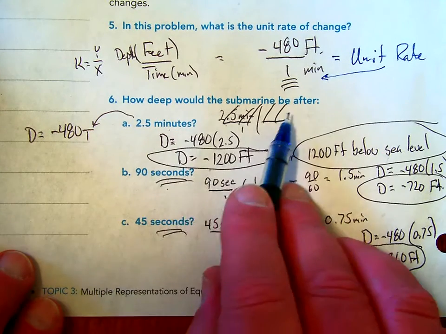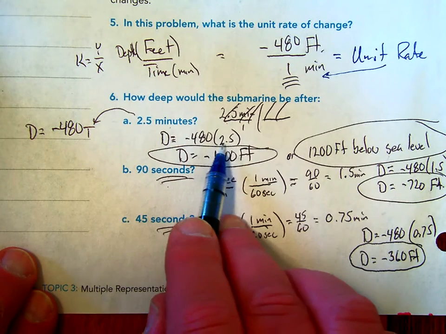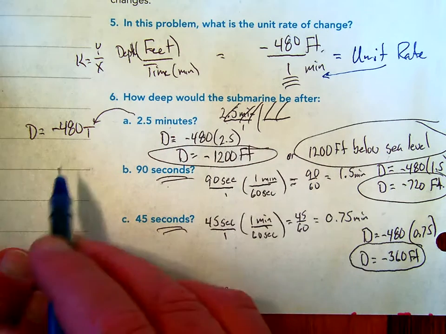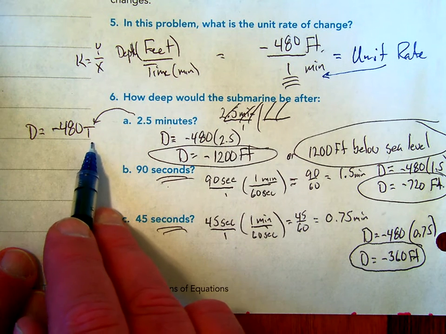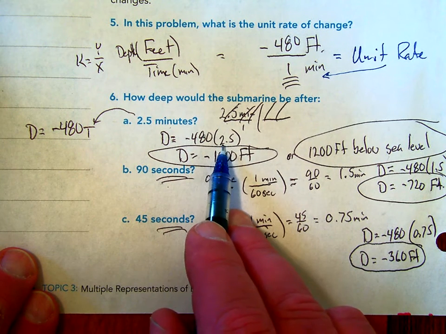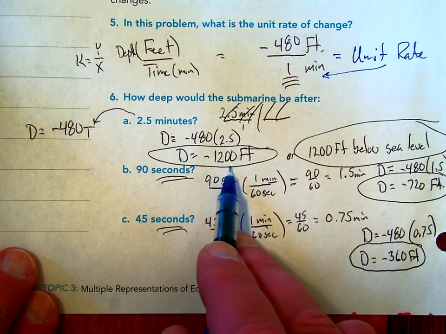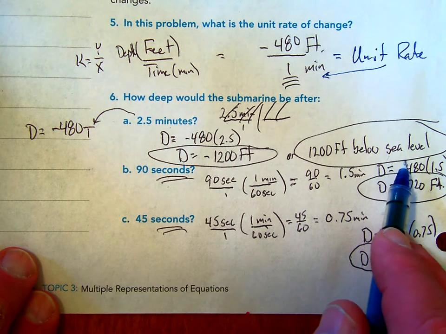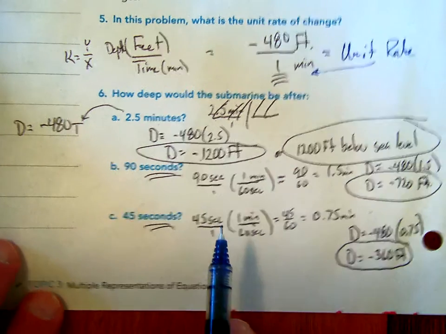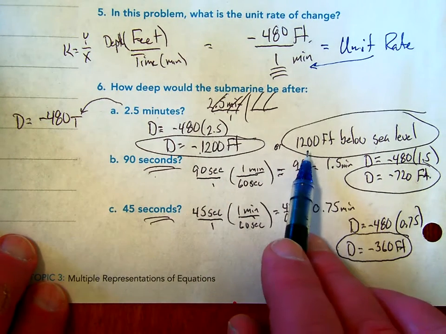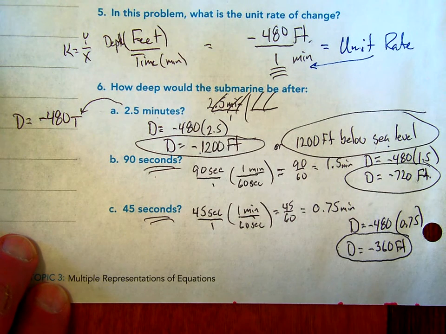How deep will the submarine be after 2.5 minutes? Well, when time is 2.5 minutes, we're using the equation. Depth is negative 480 feet per minute. That's how far it's going down per minute. So we're putting 2.5 in for our time. Negative 480 times 2.5 is negative 1,200 feet. That's the same as 1,200 feet below sea level. So the negative means below sea level. When we say depth, it often makes more sense in our conversation to say below sea level as opposed to a negative. But either one of those answers works.